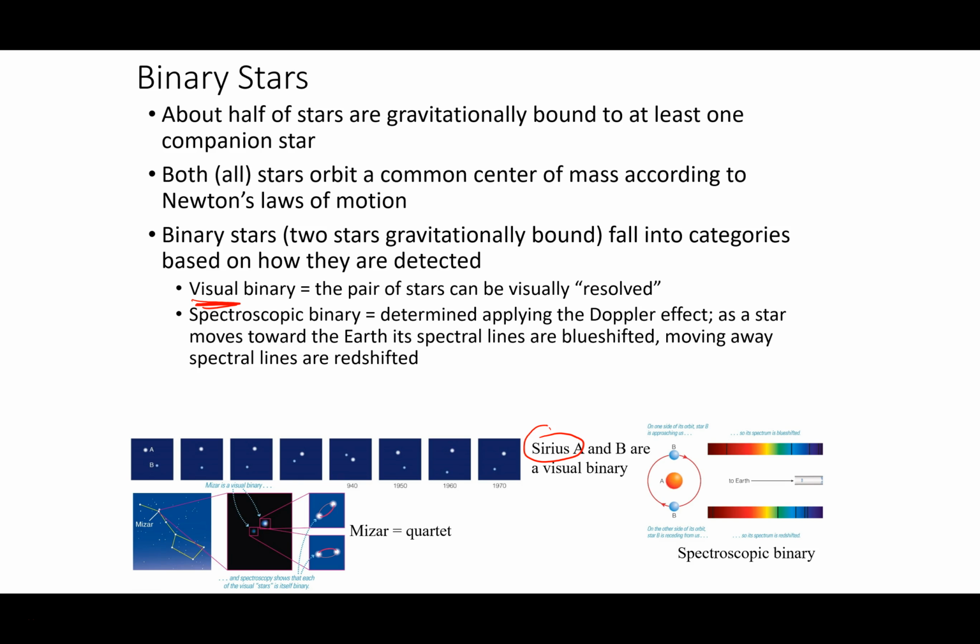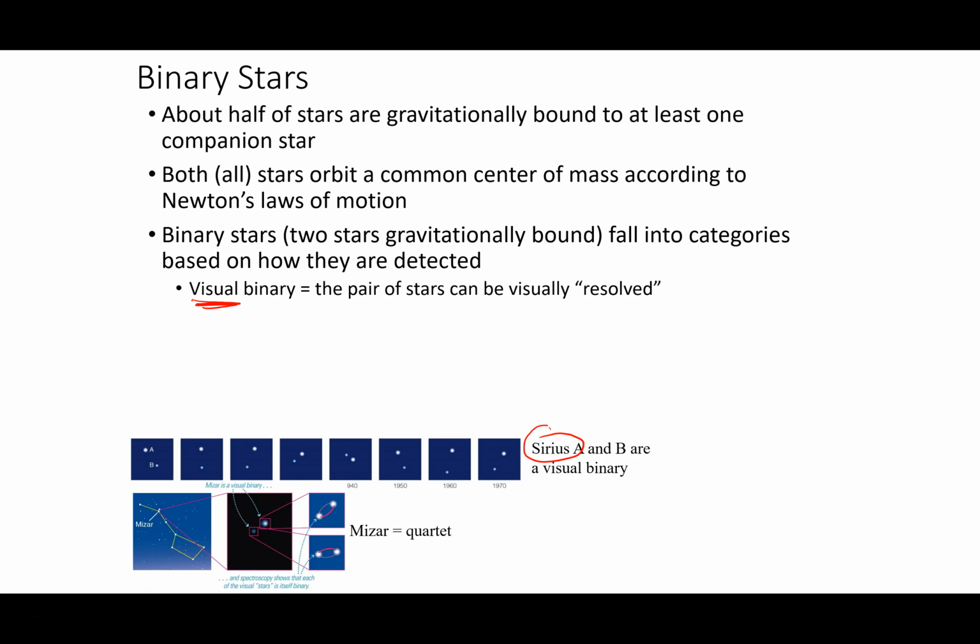Here's one for you. Unfortunately, you can't always see them. Okay, if they're not visual, we've got to do some detective work. Here's one for you: a spectroscopic binary. And I'll try to show you what that would look like.